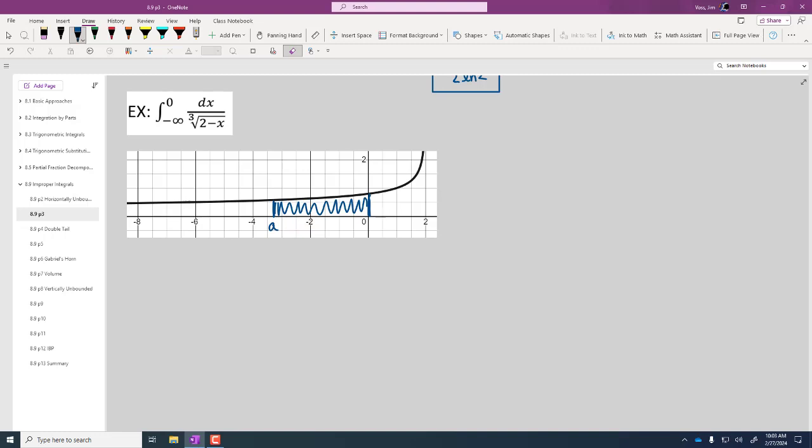How do you reflect the function through the y-axis? You flip the 0 and the infinity. So you replace x with -x. Yes. So if you replace x with -x and then swap the limits. Yeah, you could absolutely do that.